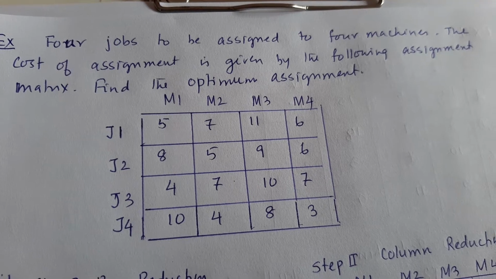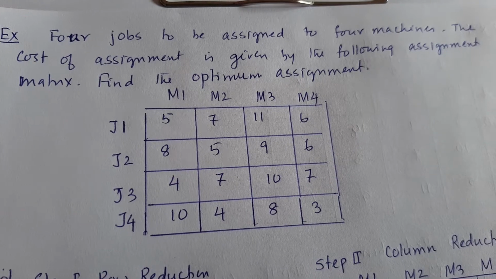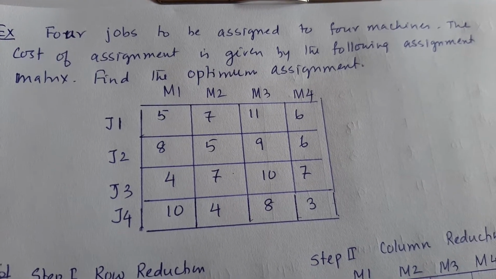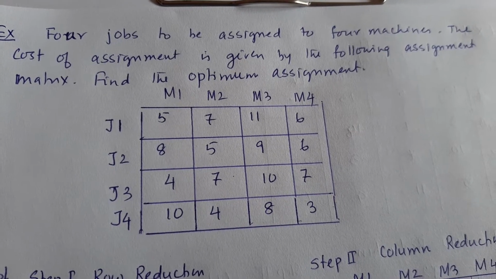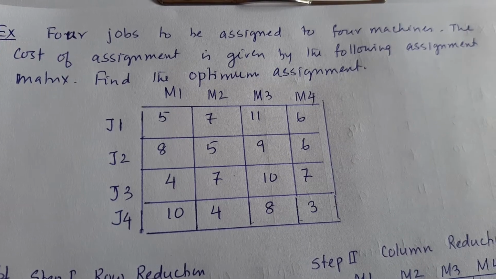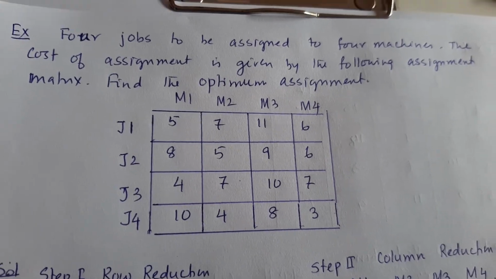The question I'm going to do for the assignment problem is this one. The example is given as 4 jobs are assigned to 4 machines. The cost of assignment is given by the following matrix, the assignment matrix, and we have to find the optimum assignment. Jobs are J1, J2, J3, J4, and machines are M1, M2, M3, and M4. And the cost of assignment is also given here.